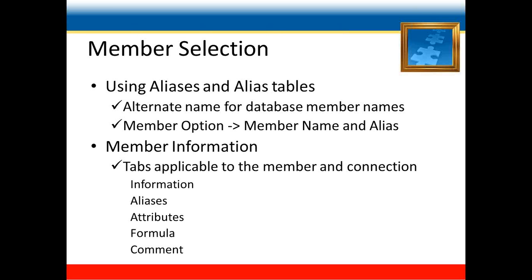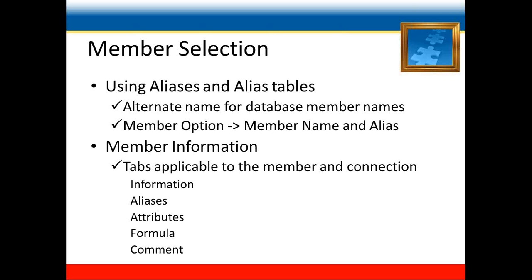We also have an option for member selection which enables us to show the aliases along with the member names in the same worksheet. For this, we need to use the SmartView options, the member options rather, where we need to check the member name and alias option. Aliases are nothing but the alternate names that we use for database member names. So using this facility, we can show both the member names and the alias for that selected member name in the same worksheet.